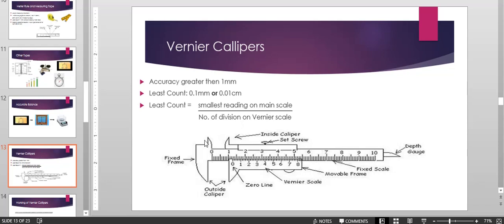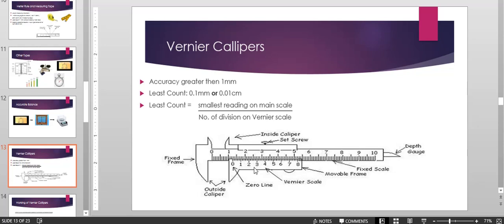Now let's discuss the construction of this vernier caliper. These are the two jaws. This jaw is fixed and this one is movable. These two jaws are helpful in finding out the external diameter of any object. These are the inner jaws, and they are helpful in finding out the inner diameter of any hollow sphere or any hollow object.